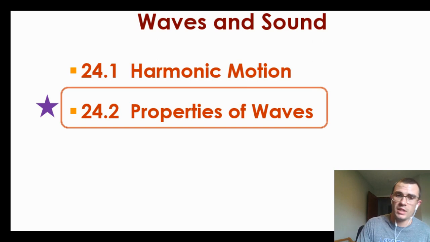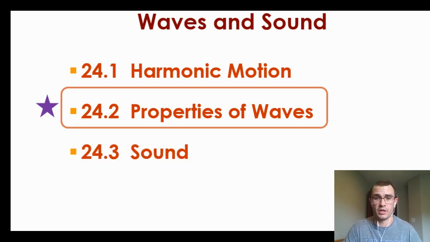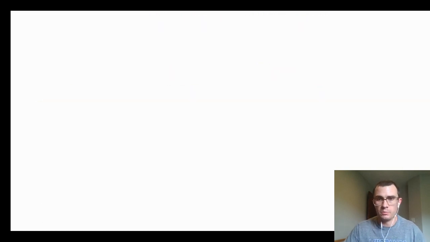It's a lot of vocab again. And this section 24.2, we kind of go into more specific details about what those waves are. And then we talk about what happens when waves collide with one another or collide with other things, okay? When there's some sort of interference. So properties, here we go.